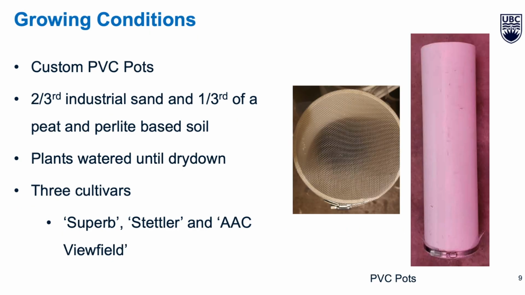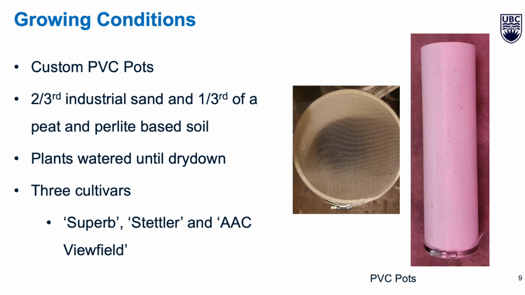Custom PVC pots were created, which had a depth of 60 centimeters and a diameter of 15 centimeters. This was done to prevent any restrictions on root growth. The bottom of the pot was mesh held together by a hose clamp and duct tape, and this allowed water to drain from the pot but keep the soil in. A mixture of 2/3 sand and 1/3 of peat and perlite based potting mix was used. The plants were well watered until the dry down period.